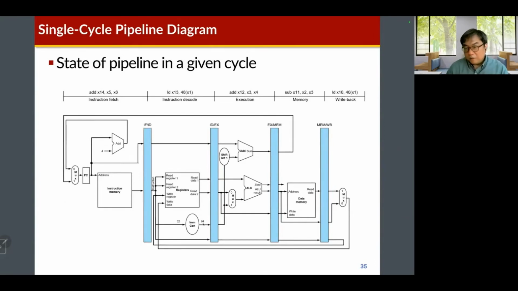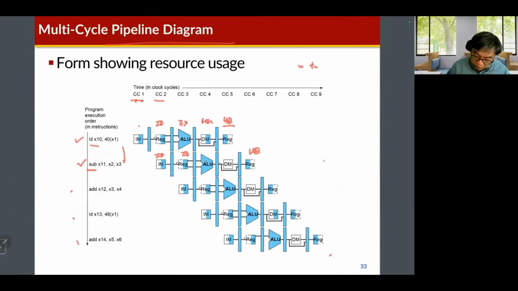And then if you just focus on a single cycle, then we can find that many instructions are being processed in this processor. So what does that mean? Actually, this axis is the time, right? If we just focus on clock cycle number 5, then we can find that the load instruction is in the write back stage, the sub instruction is in the memory stage, add is in the EX stage, and so on. Which means that if we focus on a certain time, then we can find that multiple instructions are being processed.